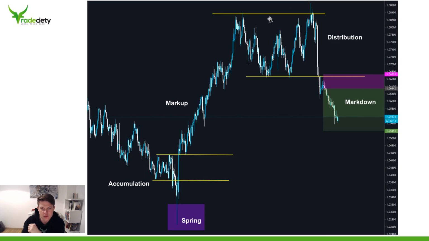And then the market enters another sideways consolidation after the uptrend. Here now the market is in a distribution phase. We have a spring pattern here, a failed breakout above the previous highs.